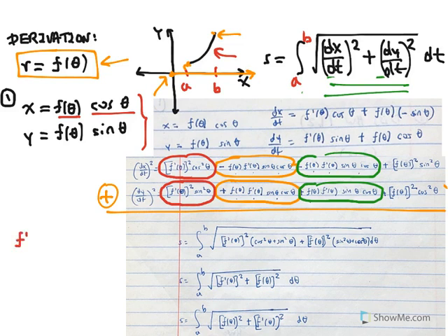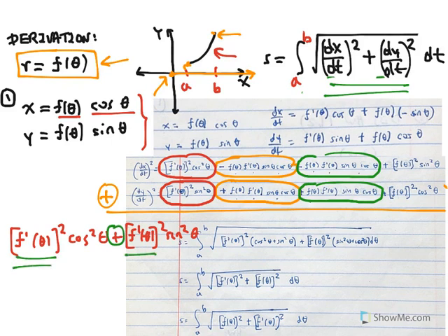And let me write that here. f prime of theta squared cosine squared theta plus f prime of theta squared sine squared theta. And of course, you will notice that these two terms have a common factor of f prime of theta squared, so you can factor it out. And when you do that, you get f prime of theta squared times cosine squared theta plus sine squared theta.